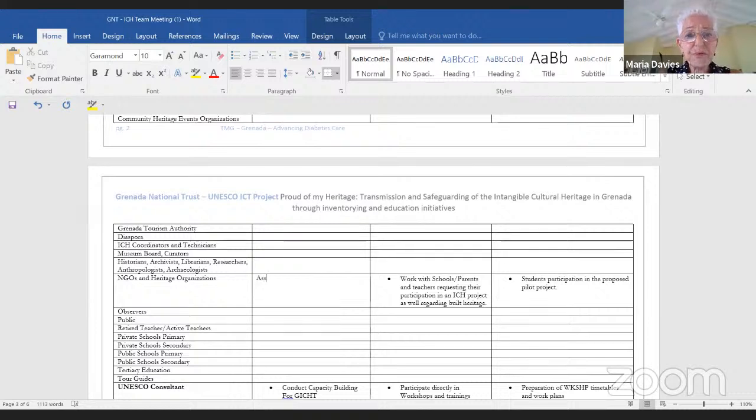So if you interviewed your grandmother, what was it about? What did she say? Why was that important? If you went to the cemetery, which one did you go to? And what did you find? Well, which one was the oldest grave? So reporting back to the foundation is how we're going to evaluate the success of the project.